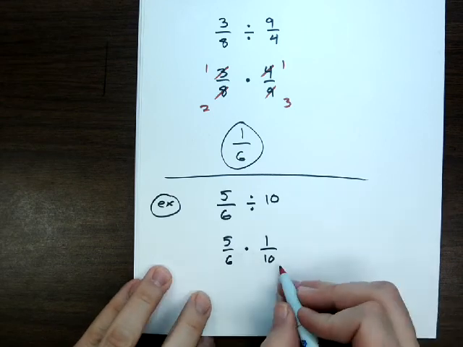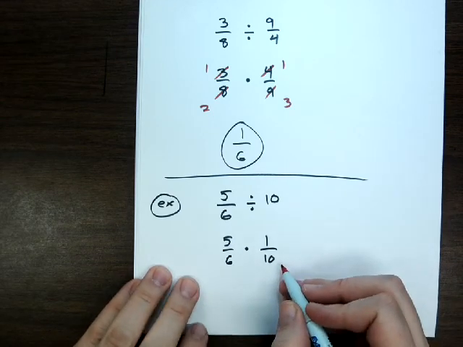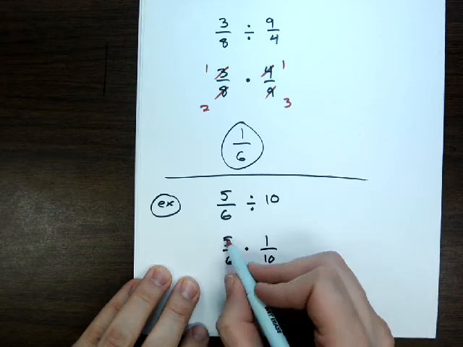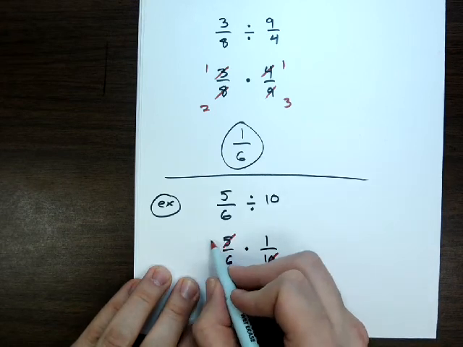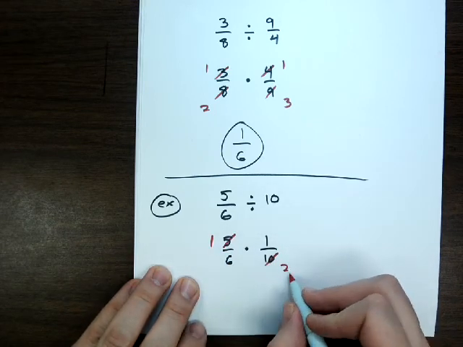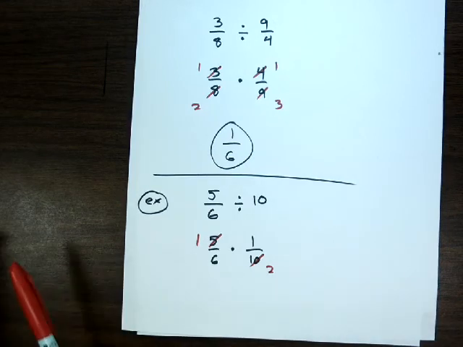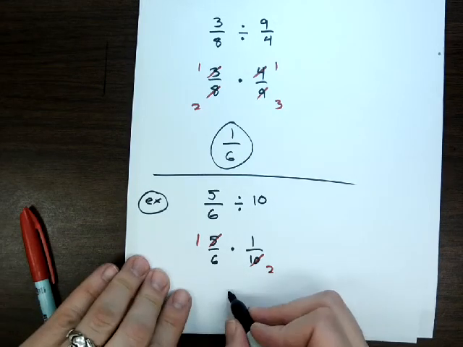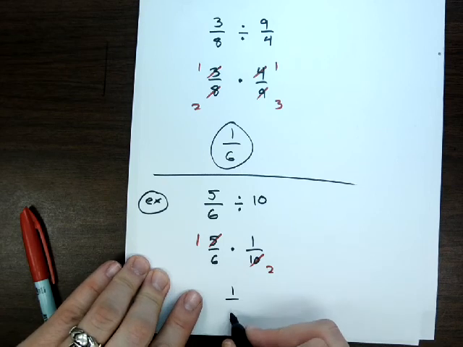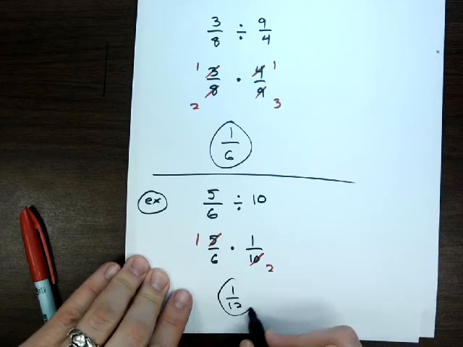Let's go ahead and multiply now. It looks like 5 goes into both 5 and 10. 5 goes into 5 one time, 5 goes into 10 two times. And now we multiply straight across. 1 times 1 is 1. 6 times 2 is 12. And we're done.